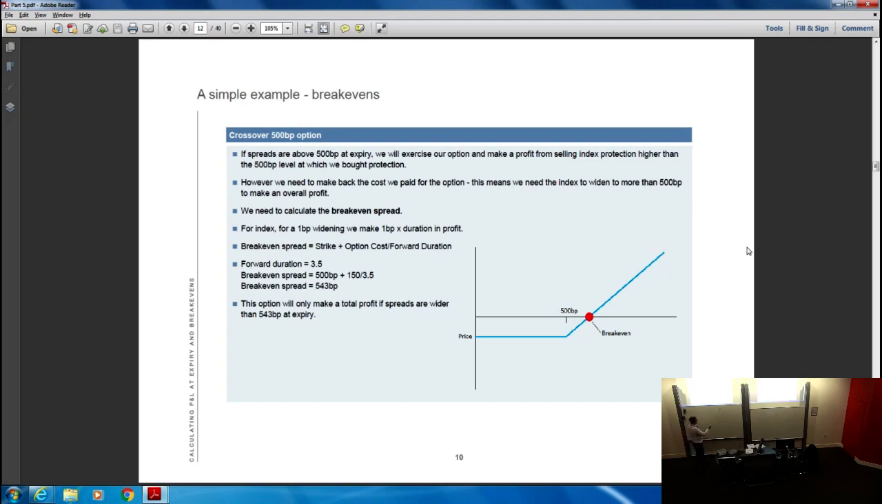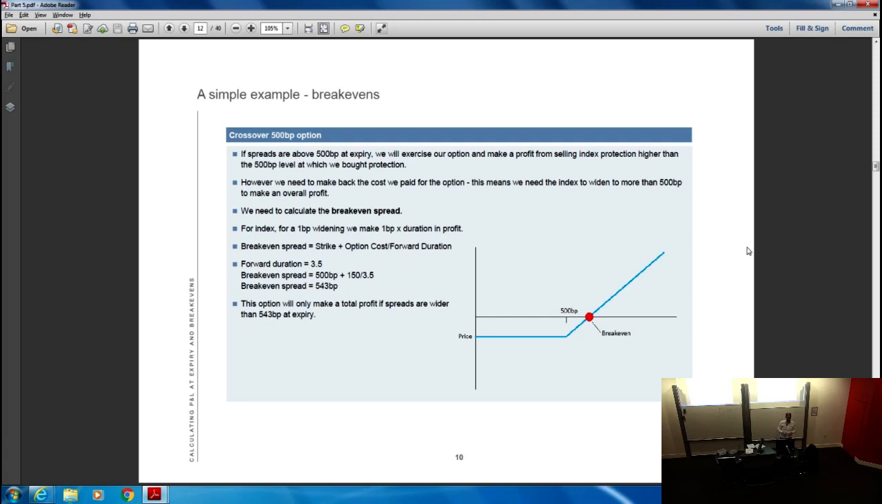So how much do we need spreads to widen until we basically get to here? Well, because of the symmetry that we've got over there, we basically just take the cost of the option. So our break even is equal to the cost of the option divided by the forward duration, i.e., how much do we need spreads to widen above here in order to break even, plus whatever the strike of our option is going to be.